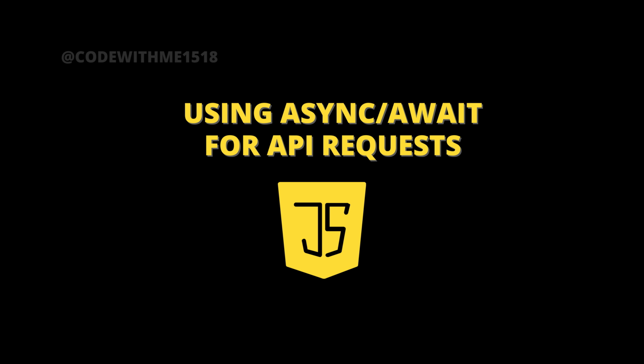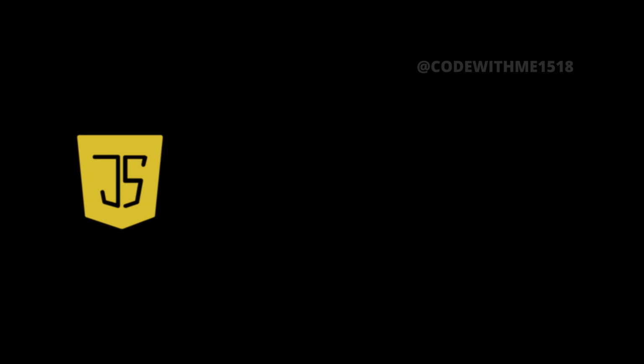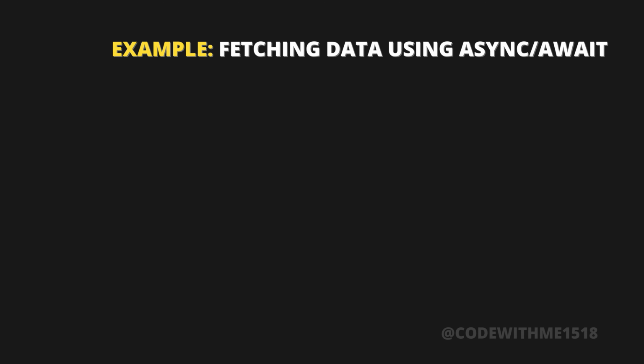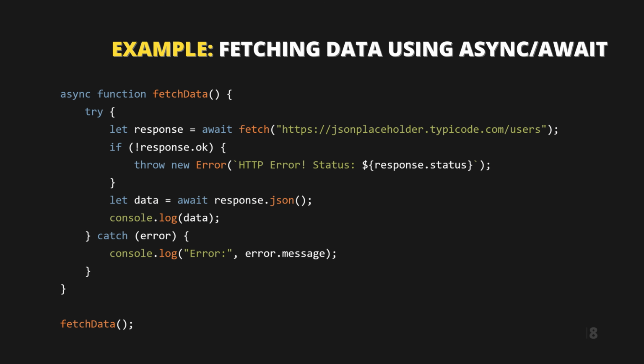Using async await for API requests. Instead of .then and .catch, we can use async await for a cleaner approach. Example: fetching data using async await. Async function fetchData. Try, let response equals await fetch jsonplaceholder.typicode.com/users. If not response.ok, throw new Error, status response.status. Let data equals await response.json(), console.log(data). Catch error, console.log(error.message). fetchData. This makes the code easier to read and avoids callback hell.